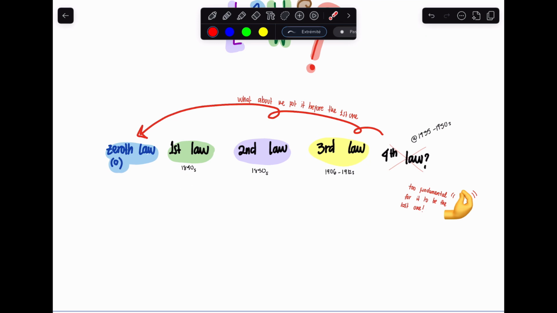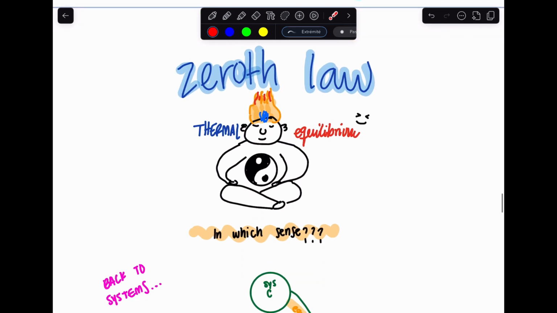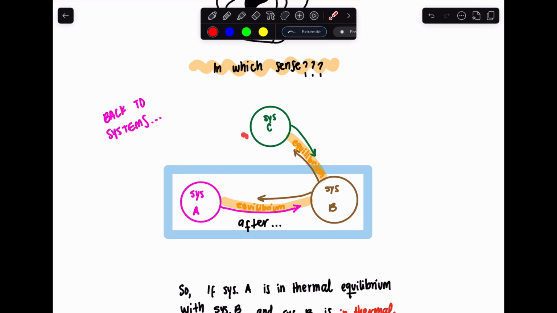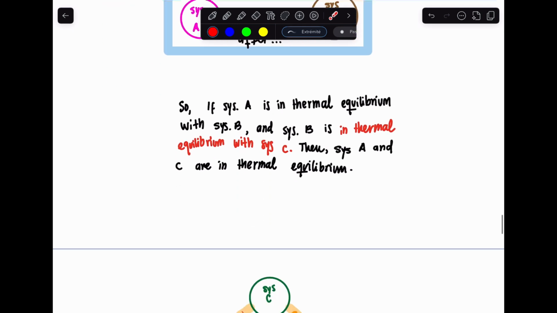And what is this law about? Basically, if a system A is in thermal equilibrium with a system B, and this same system B is also in thermal equilibrium with a system C, then A and C are in thermal equilibrium between each other. That makes temperature measurement possible.